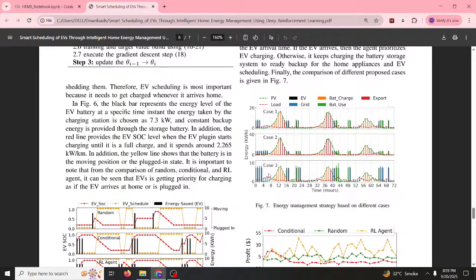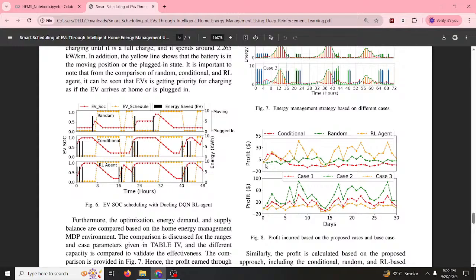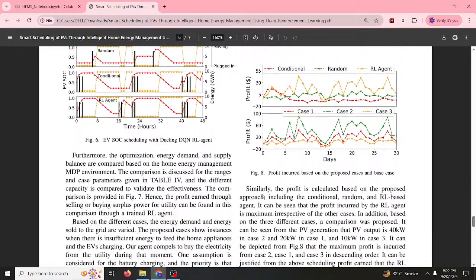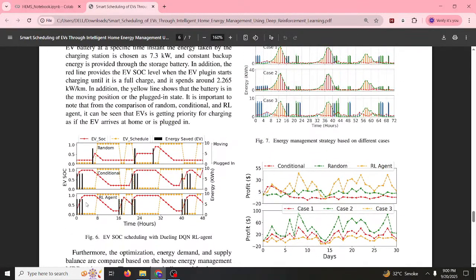These three case studies are compared here to satisfy, I would say, the generalizability of the reinforcement learning agent. We have done these three case studies, and the main thing we are seeing is the profit that we are making, so that we can check whether the agent is actually making some profit or not. Simultaneously, we are seeing whether the EV is being scheduled when it is at home. Here we are monitoring two things: the EV SOC and the energy. Whenever the EV is at home, it is scheduled if the energy is less than 80%, and if its energy is not less than 80%, it is not scheduled. These types of things are being observed here.